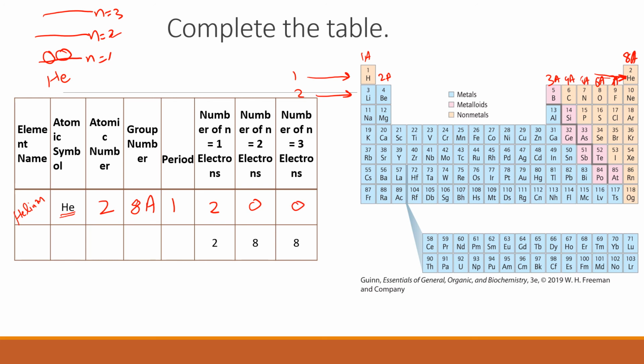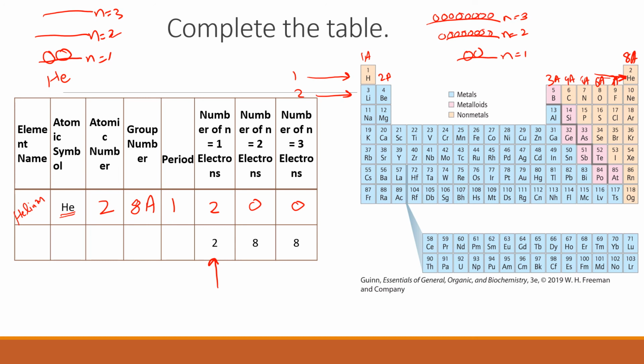Okay, let's complete the second row. In the second row, not much information is given about the atomic number or the symbol or anything else. The only thing we know is that this element has 2 electrons in the first shell. So n equals 1 holds 2 electrons, n equals 2 holds 8 electrons, 1 2 3 4 5 6 7 8, and n equals 3 also holds 8 electrons.